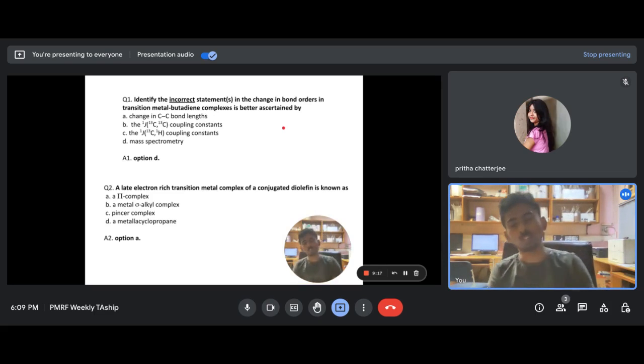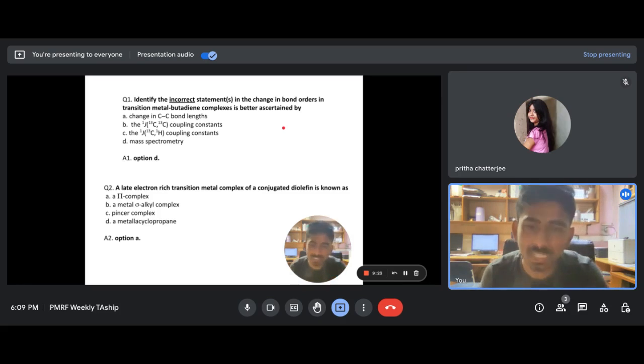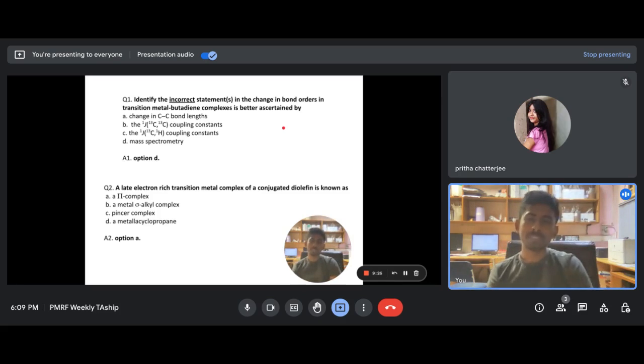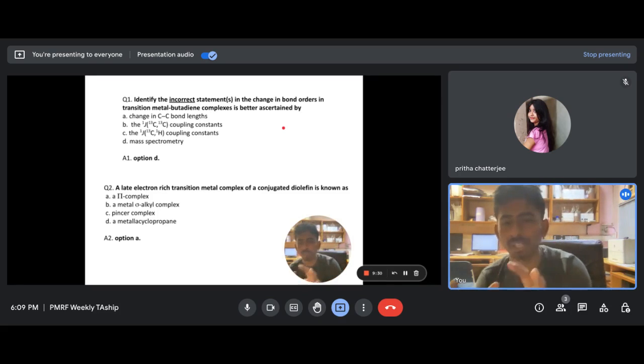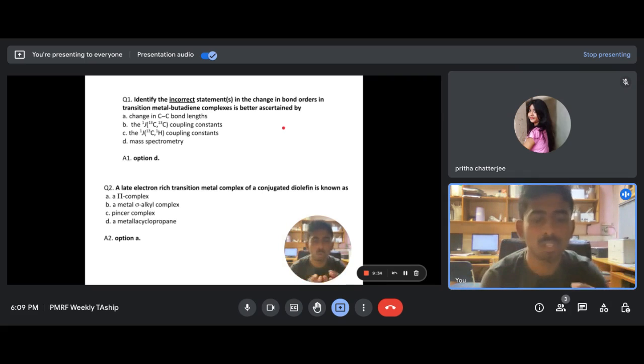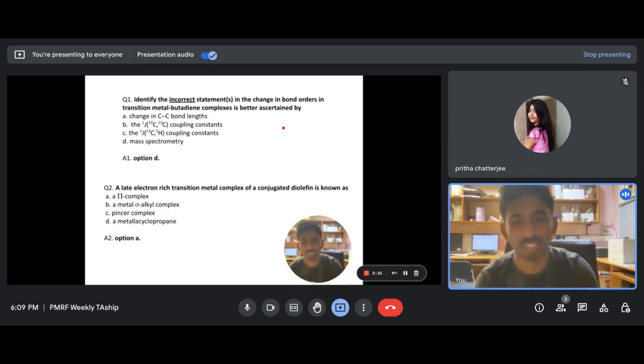A pincer complex. Pincer complexes are very well known metal complexes in terms of bonding, in organometallic chemistry and catalysis also. In a pincer complex, there will be three coplanar donor atoms. They will be donating or chelating to the metal center in a meridional configuration, not in a facial configuration. In pincer complexes, the binding of the ligand is very tight.